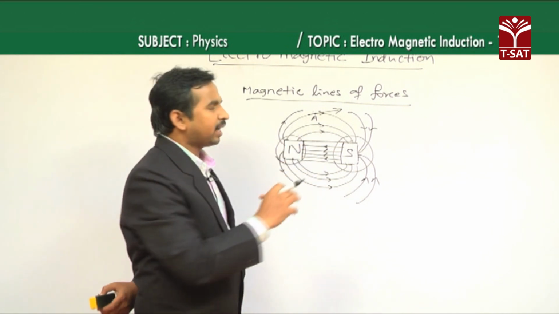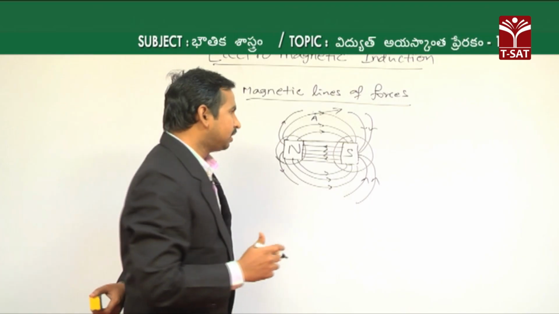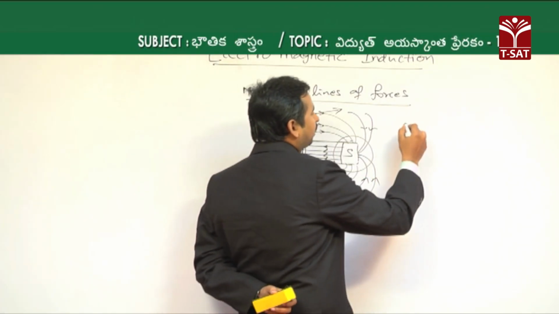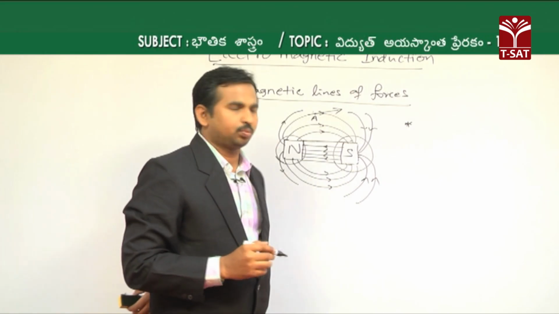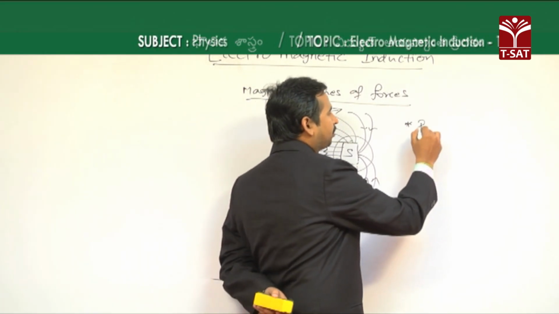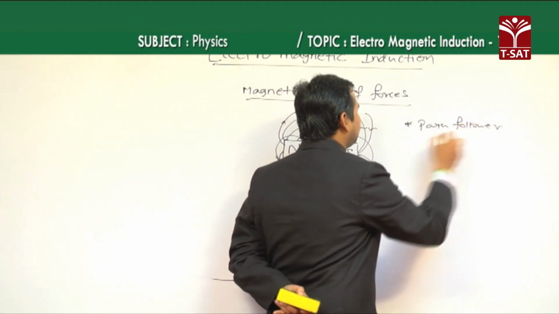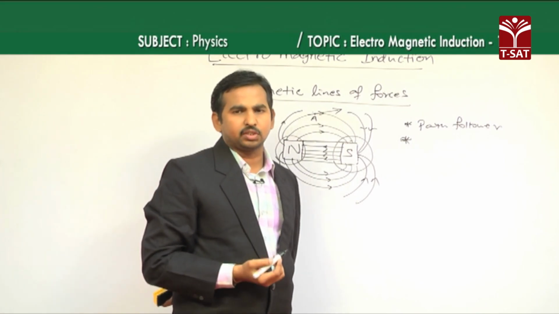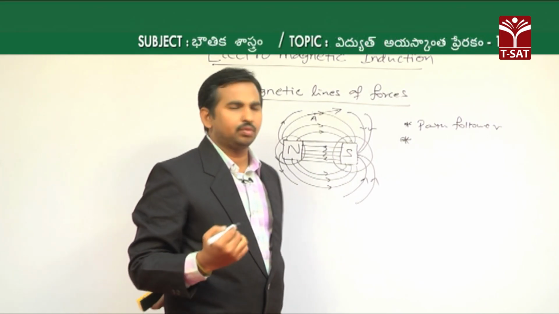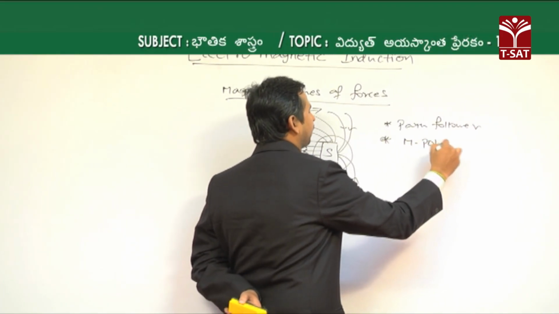These are the magnetic lines of force properties we have. The first one: a magnetic line of force is nothing but the path followed by the north pole. And next, the position where we have more magnetic lines present, we call that a magnetic pole.